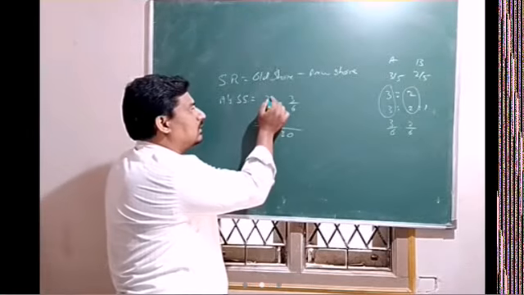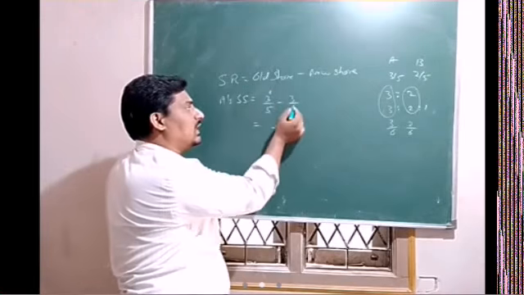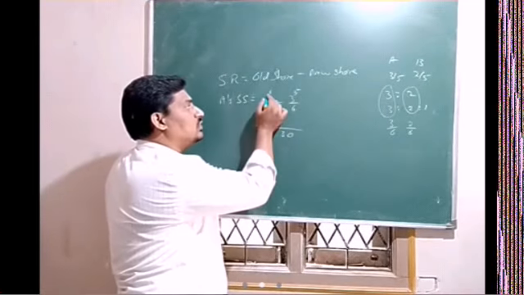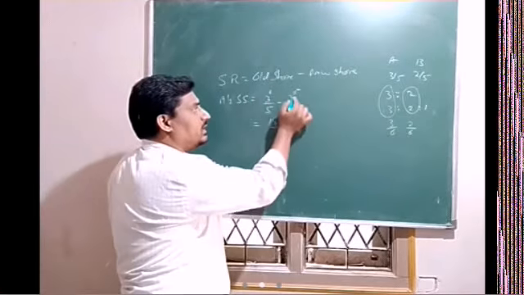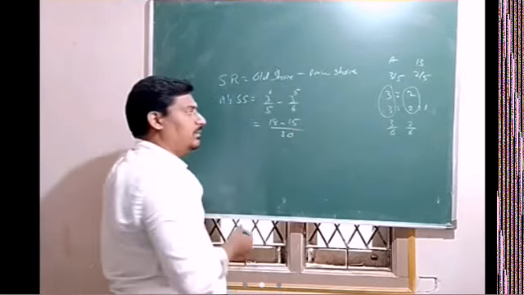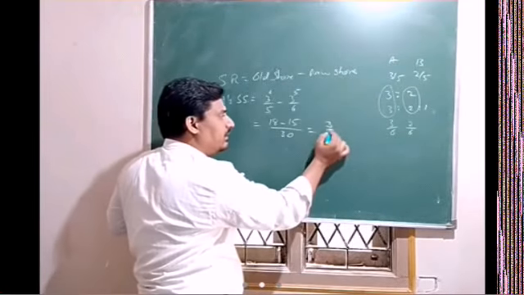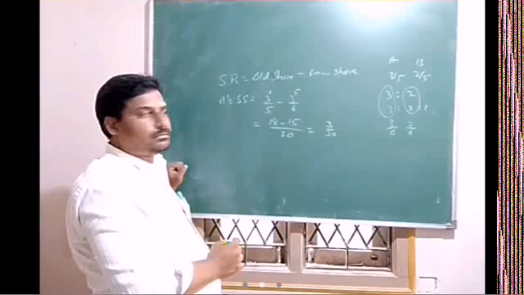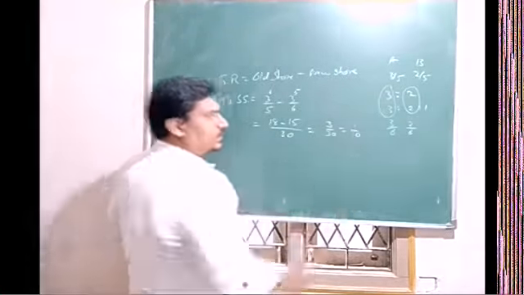Then for this to become 30, multiply by 6. So 3 into 6 and here 3 into 5. So 6 3s are 18 minus 3 5s are 15, 18 minus 15 divided by 30. That is equal to 3 divided by 30. So we can reduce it further to 1 divided by 10.